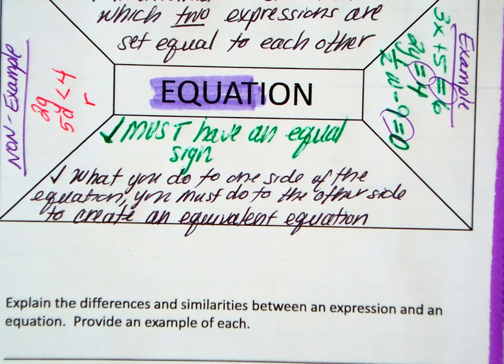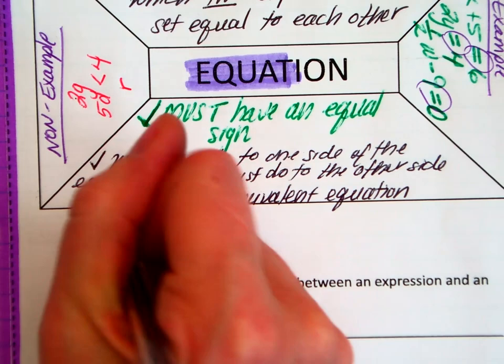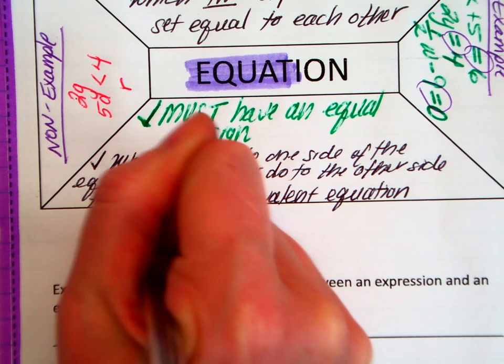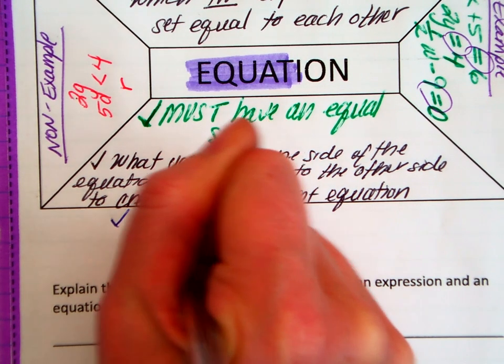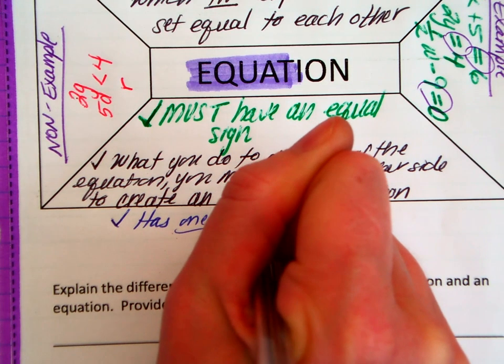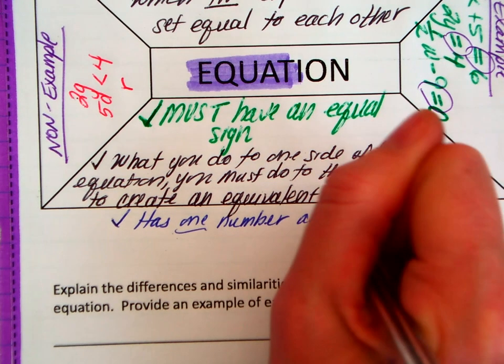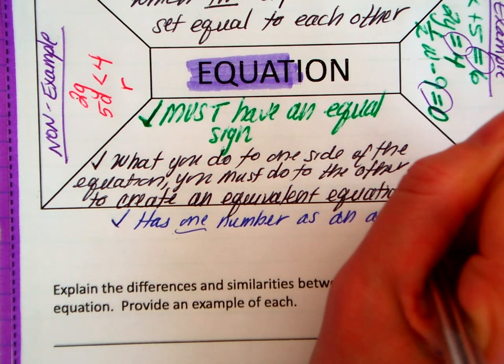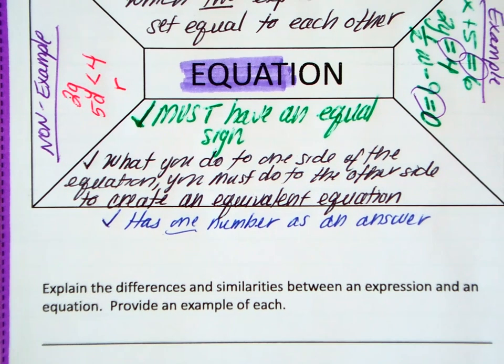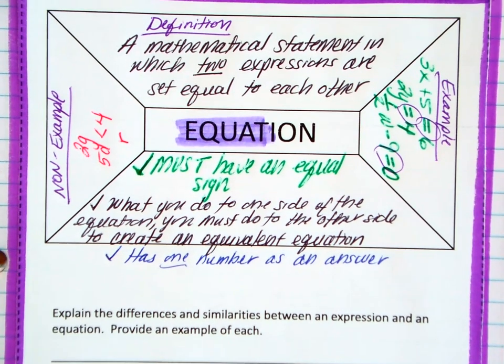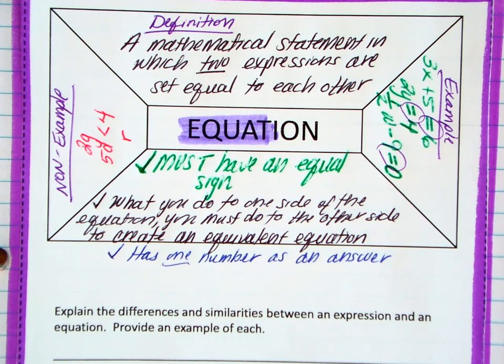Another surprising fact is, an equation has one number as an answer. Only one number will make it a true statement. So you should have a nice looking graphic organizer of an equation.